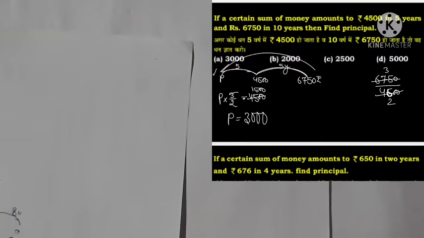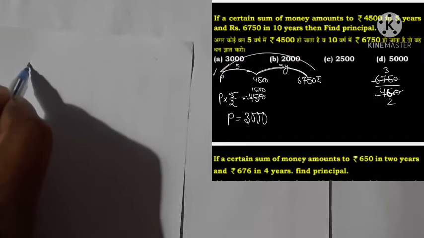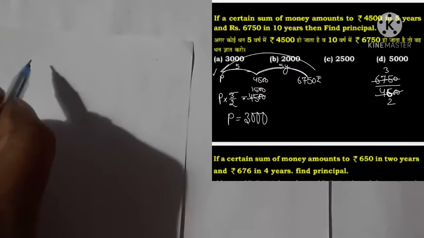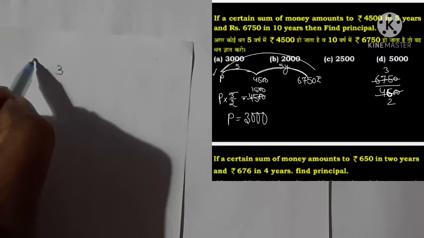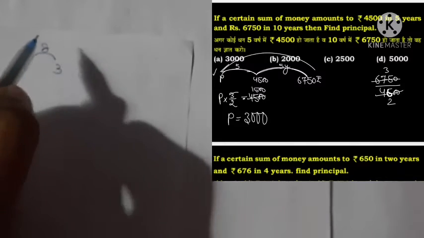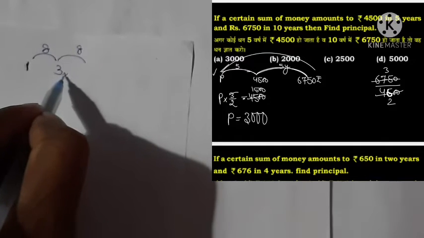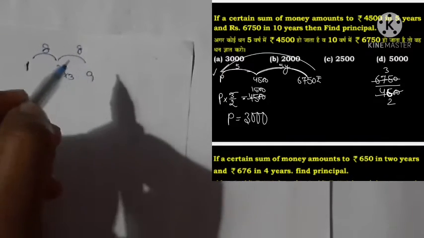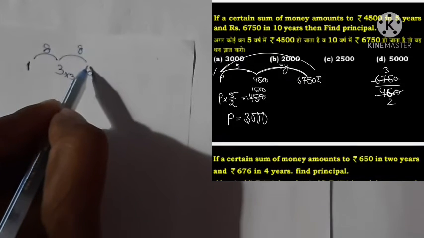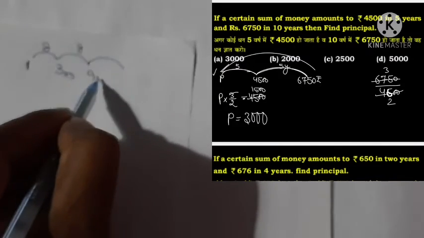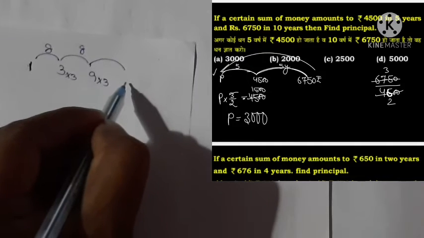So if a certain sum of money amounts to rupees 4,500 in 5 years and rupees 6,750 in 10 years, then find the principal. In the previous problem, a certain sum of money becomes 3 times of itself in 8 years. So after 8 years it becomes 3 times. So after 8 years we will multiply this value by 3, then we will get this number.